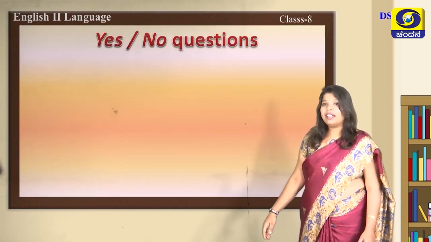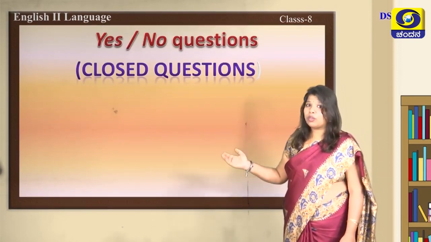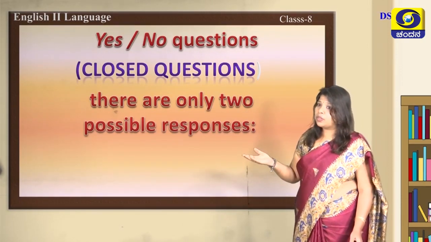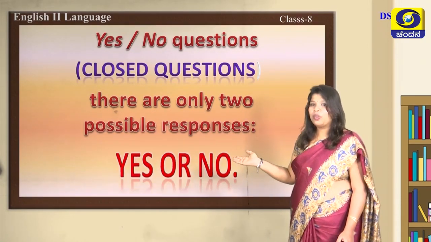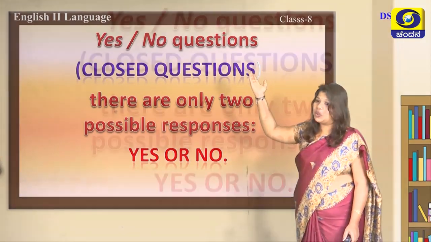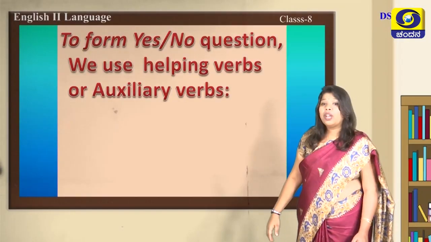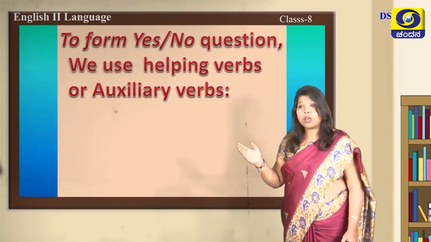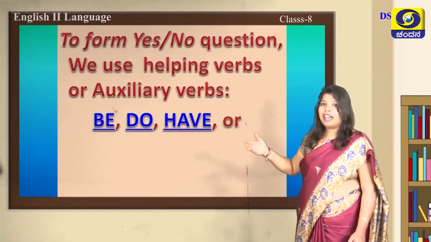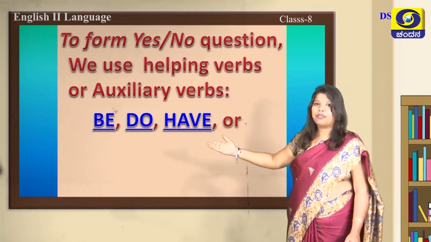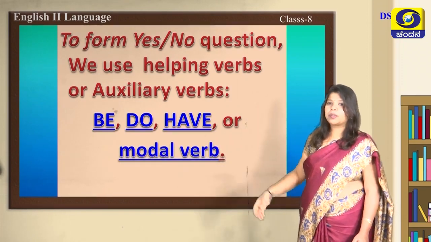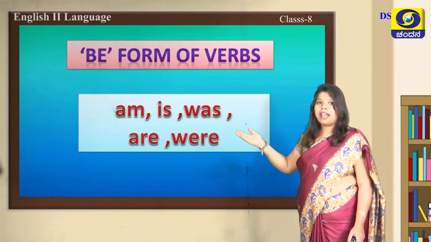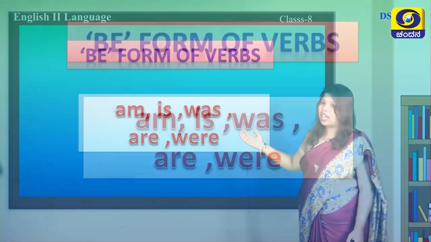Now, we shall move to the yes or no type of question. Here, yes or no type questions are also called closed questions. There are only two possible responses to it, yes or no, and that is why it is called a yes or no type of question. Now, in order to form yes or no questions, we use helping verbs or auxiliary verbs. They are be forms, do forms, have forms or modal verbs. Now, let's see which are the be forms. Be forms are am, is, was, are and were.